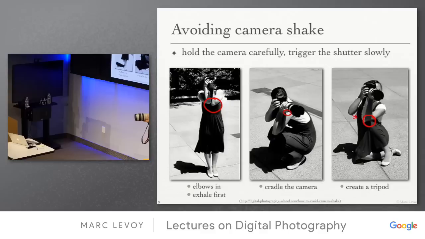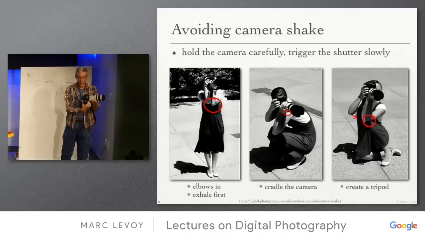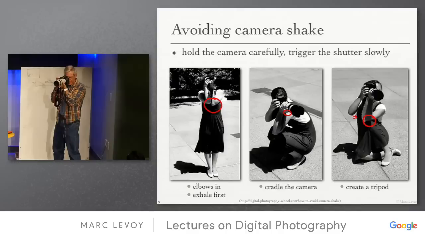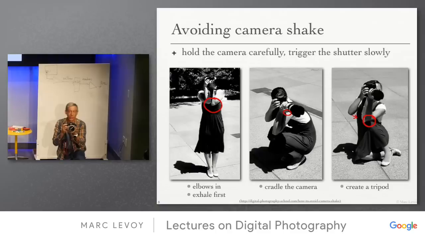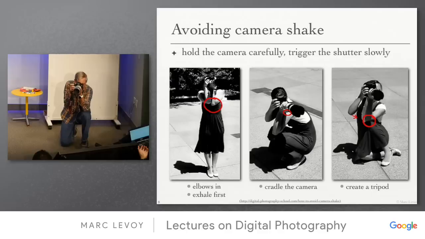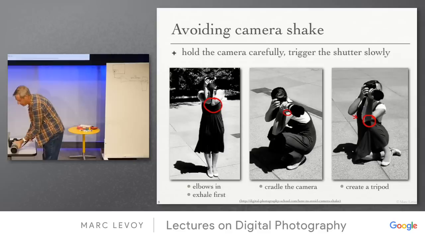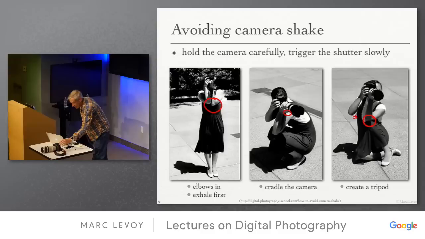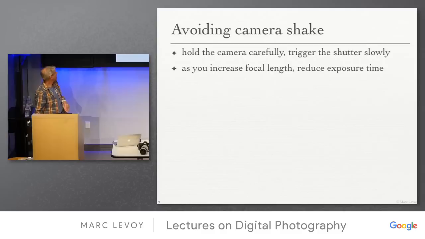All right. Cradle the camera. So I'm going to hold the lens at the same time, so I'm holding it in two places. That helps a lot. I can make that much more steady that way. Create a tripod. So get down like this and put my elbow on my knee, hold the other one in close, and that will stabilize it even more. So, fairly simple ways to hold the camera that will improve things. Trigger the shutter slowly. Don't poke at the shutter.